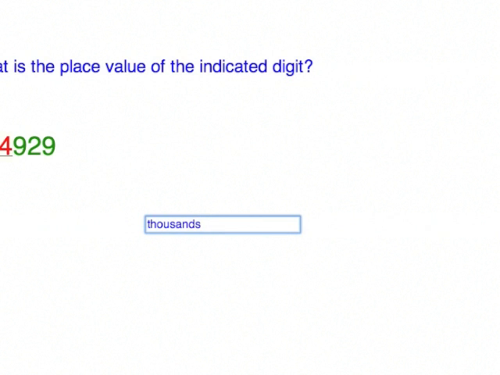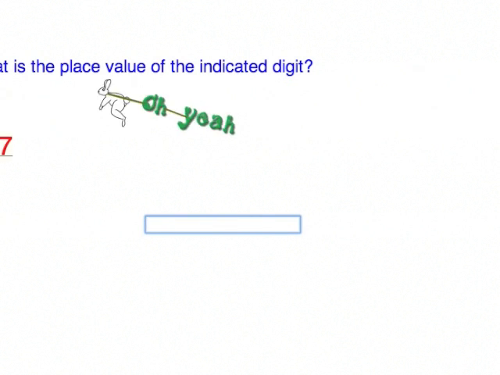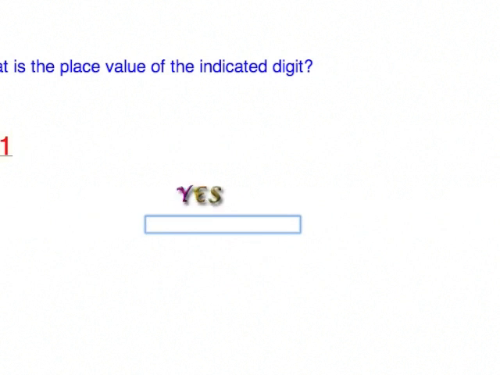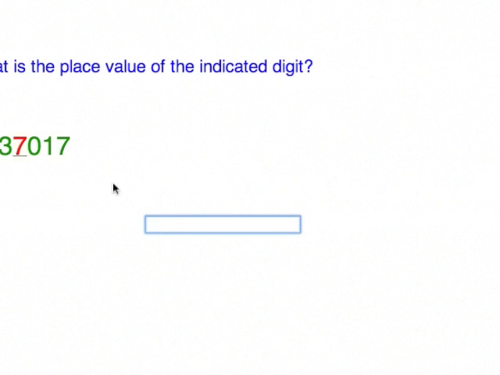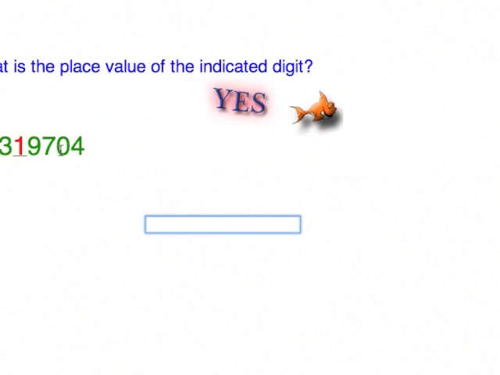Okay, you can't hear that, so. So what is the place value of the indicated digit? We're looking at the 8, and it's in the ones place. So you heard the right ones. I said yeah. I said oh yeah. Ones place. Ones place. So ones, tens, hundreds, thousands. Okay. Ones, tens, hundreds, thousands, 10,000s.